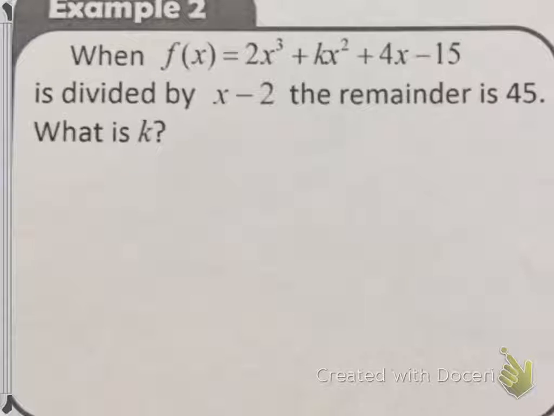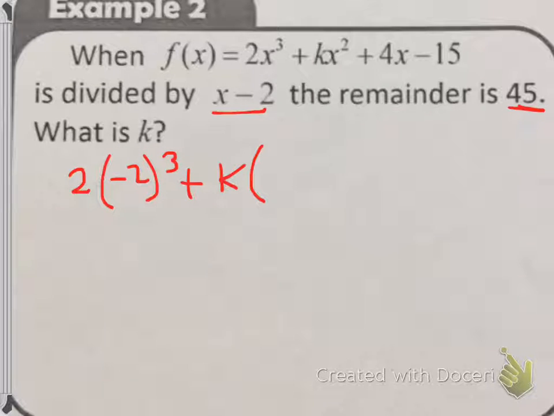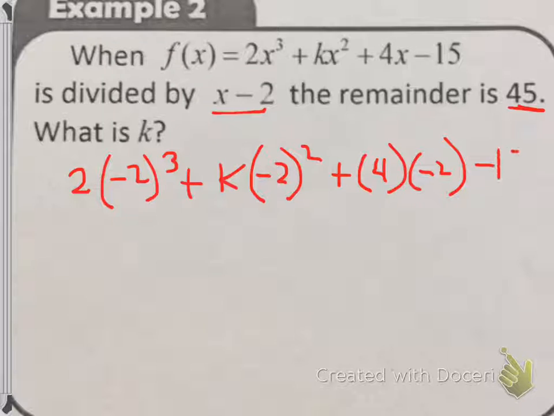Alright, this next problem asks us, when f of x equals 2x cubed plus kx squared plus 4x minus 15, if it's divided by x minus 2 and the remainder is 45, then what is k? So here's what we're going to do. We're going to substitute in a positive 2 here. So we're going to have 2 times negative 2 cubed plus k times negative 2 squared plus 4 times negative 2 minus 15.